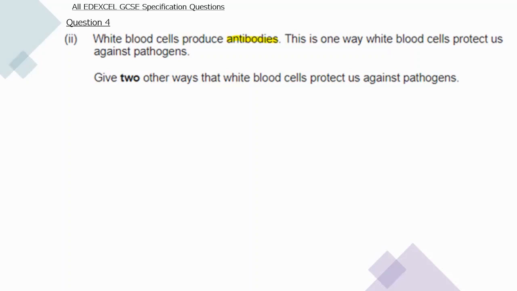So we know that phagocytes, which are a type of white blood cell, actually engulf the pathogen, and we know that lymphocytes are the white blood cells that produce antibodies, but they also produce antitoxins, which counteract the toxins produced by pathogens. And so you can see our answer there.